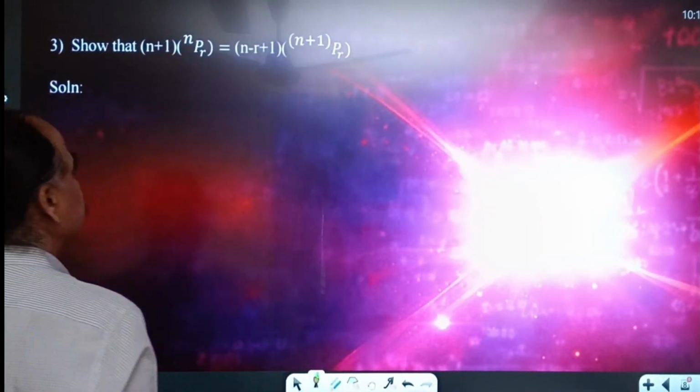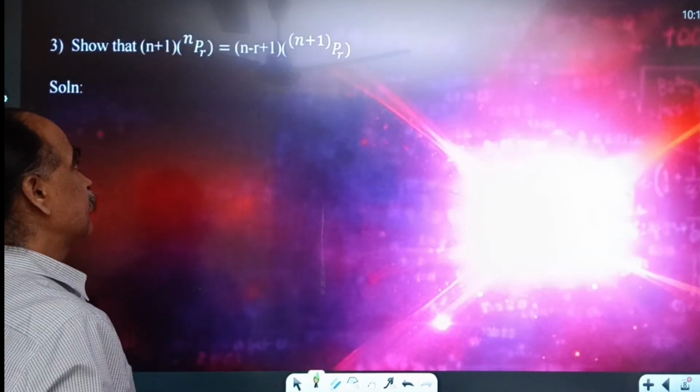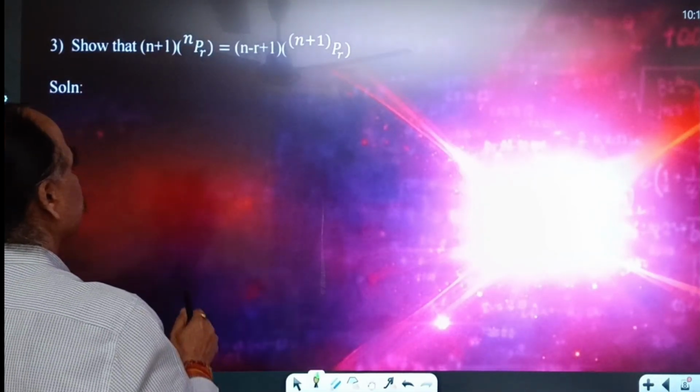Show that n plus 1 into nPr is equal to n minus r plus 1 into n plus 1 Pr.